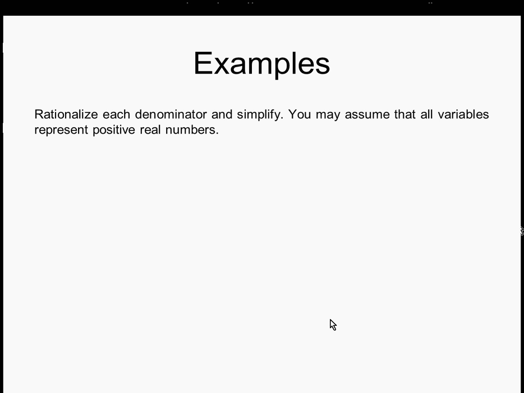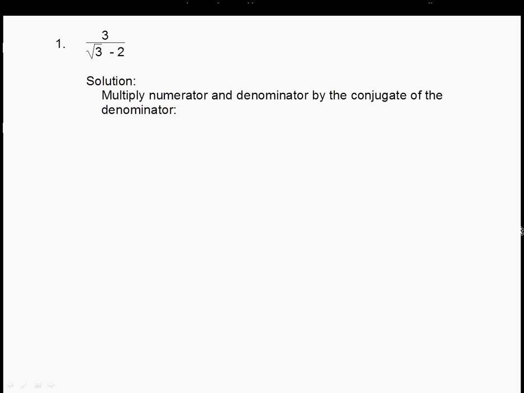So let's try some examples. Rationalize each denominator and simplify. You may assume that all variables represent positive real numbers. Here's our first one: 3 over the square root of 3 minus 2. I want to somehow make this radical disappear from the denominator. So we multiply numerator and denominator by the conjugate of the denominator. Remember, the conjugate just simply changes the sign that's in the middle. So multiplying the top and the bottom by the square root of 3 plus 2.